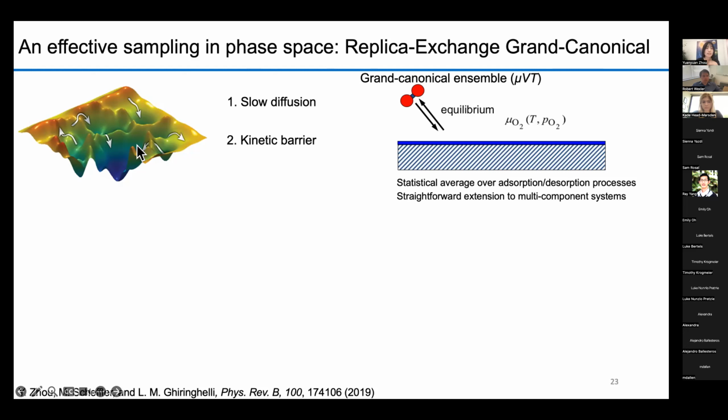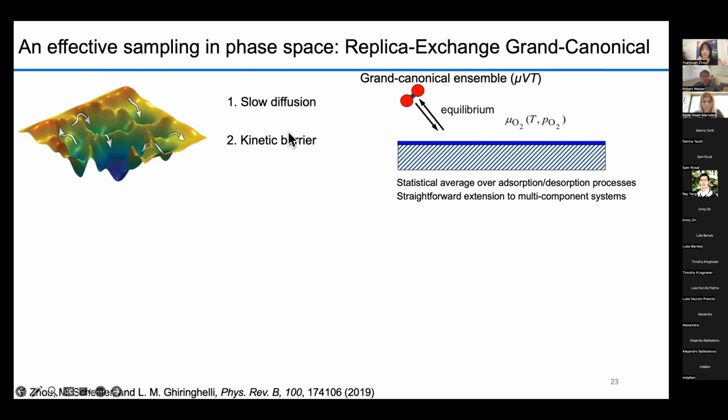As shown here, this is a 3D potential energy surface. It contains numerous minima and large free energy barriers to overcome. And more importantly, for many-particle systems, the particles are very hard to diffuse. So there is a diffusion bottleneck for the sampling methods.